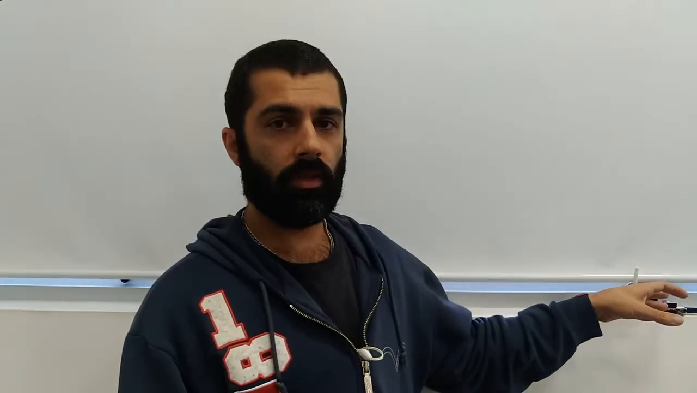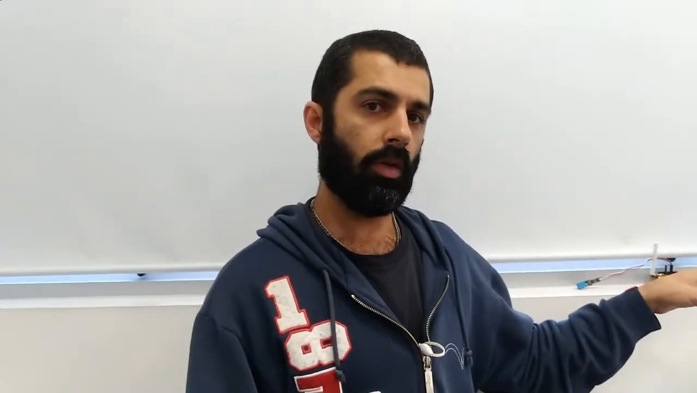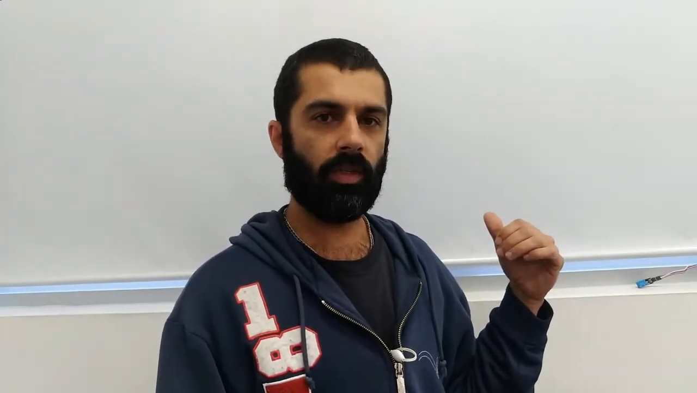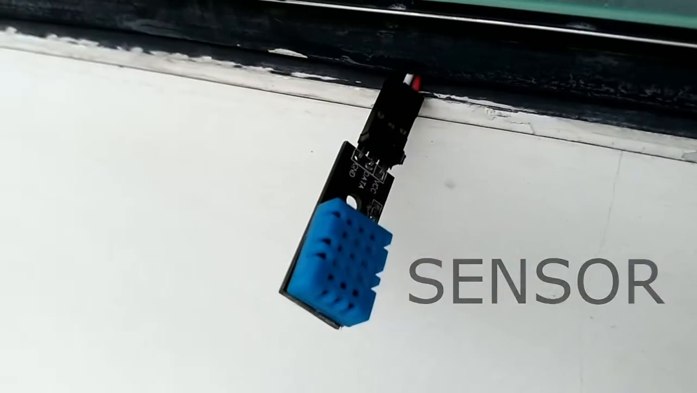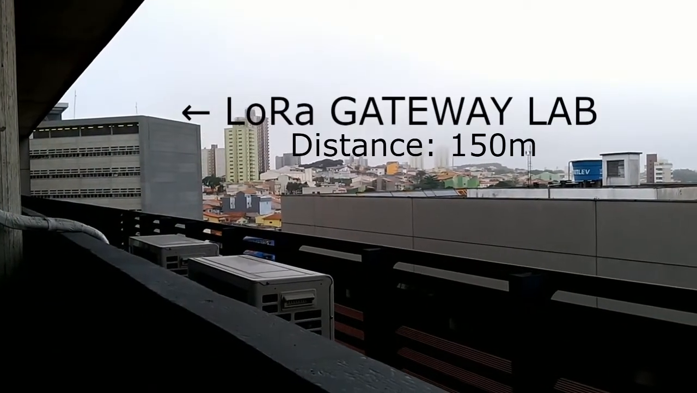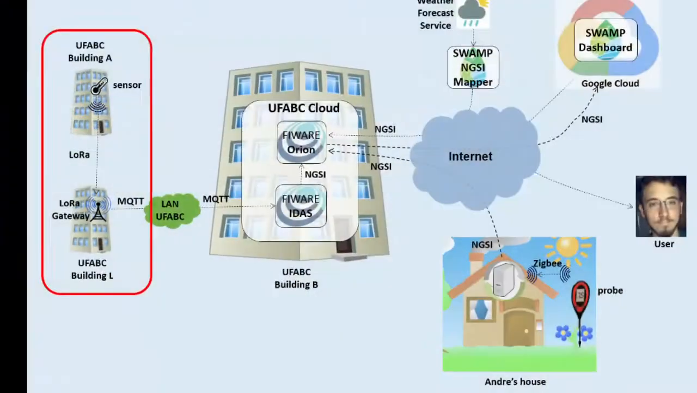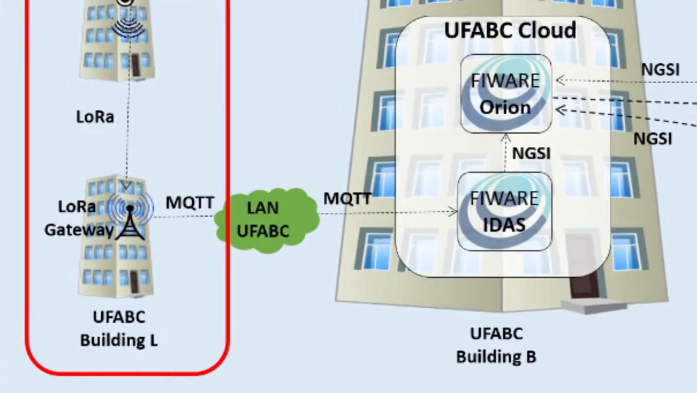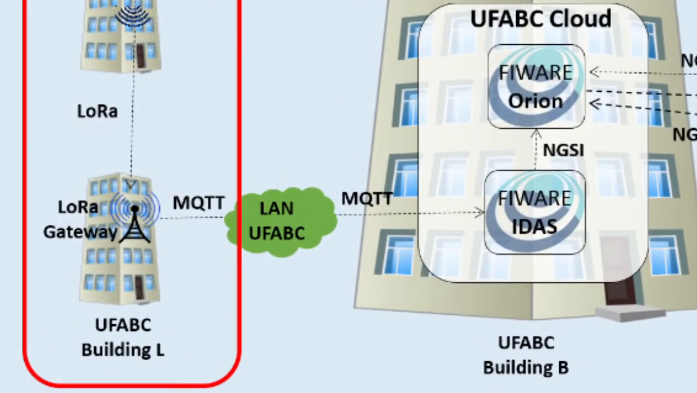And this end node sends a message to a LoRa gateway. This LoRa gateway is placed in another laboratory, 150 meters from here. All the data sent by the end node is collected by the LoRa gateway, and the LoRa gateway sends all the messages by MQTT to FHIR.